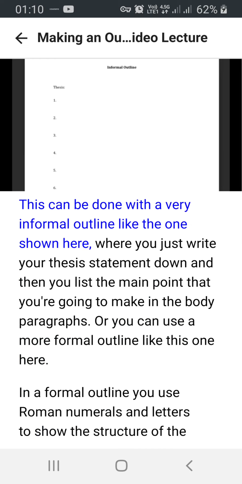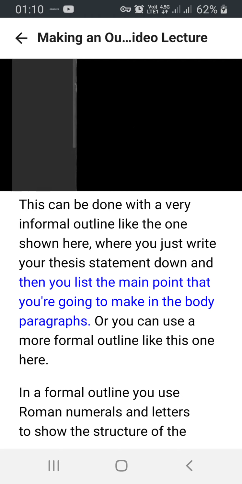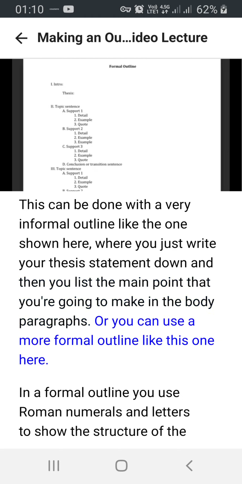This can be done with a very informal outline, like the one shown here, where you just write your thesis statement down, and then you list the main points that you're going to make in the body paragraphs. Or you can use a more formal outline like this one here.